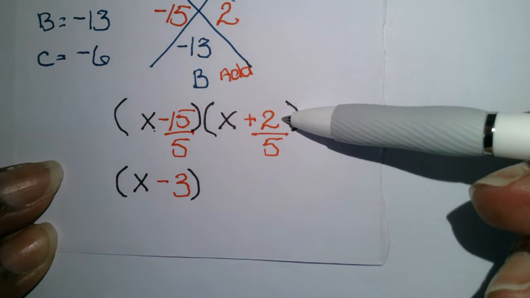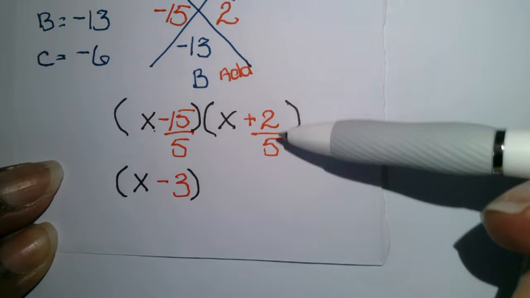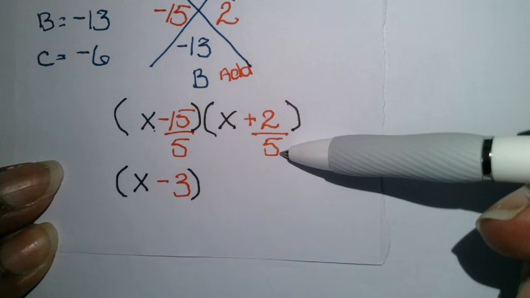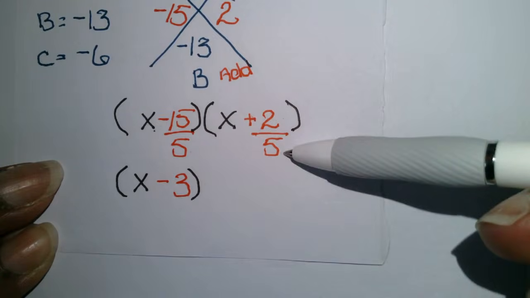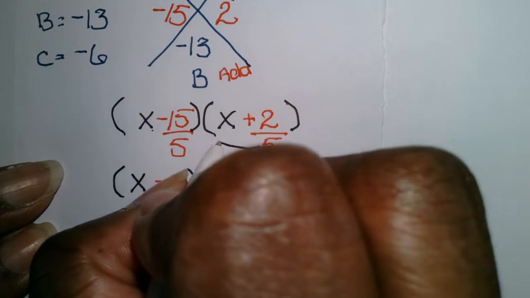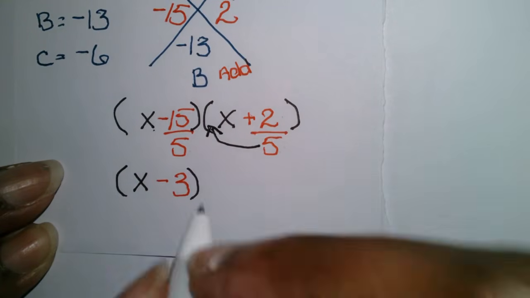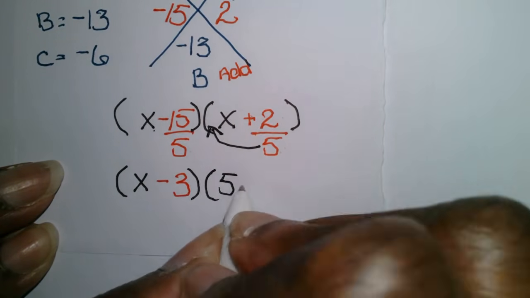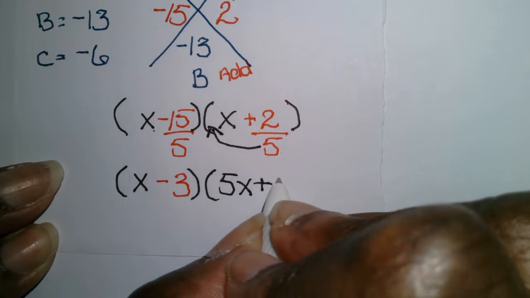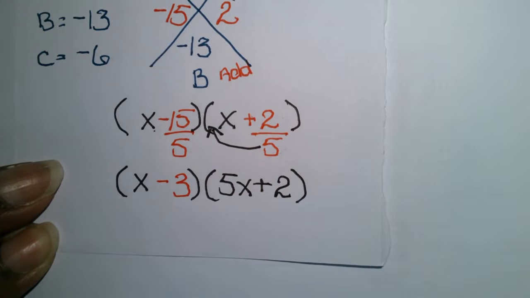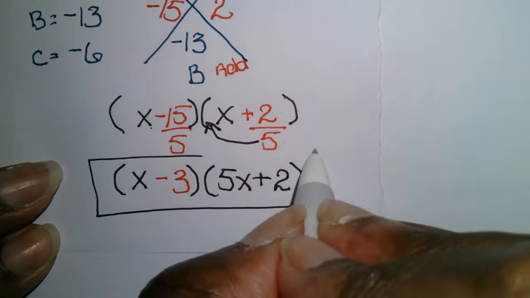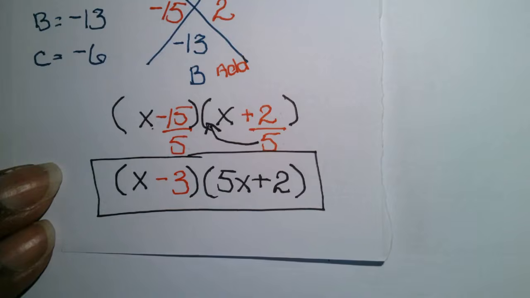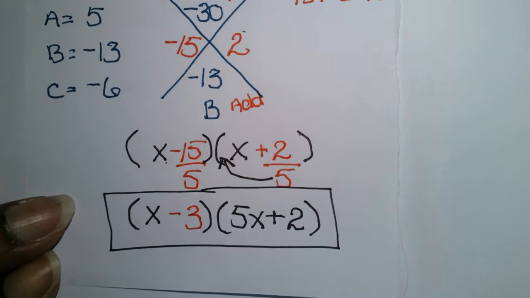But when I look at 2/5, if I divide that, that's going to give me a decimal. And we don't want any decimals. So since we can't divide, we're going to take our 5 and slide. That means we have 5x plus 2. And these are your factors. Okay? X minus 3 and 5x plus 2, or vice versa.